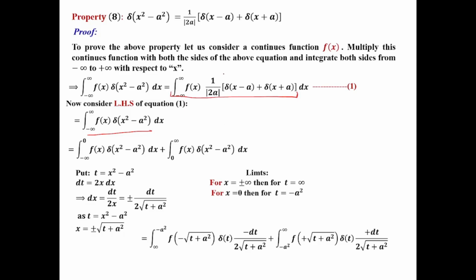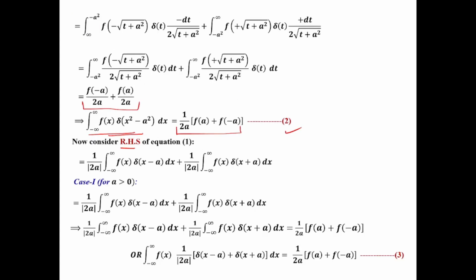See, here it is written in the bracket. So if I open the bracket, I can get two integrals. So I have written here by considering the RHS of equation number 1. Here mod is there. Mod means the a value may be positive, may be negative. We are going to consider two cases. For case 1, we consider a greater than 0. Case 2, we are going to consider a less than 0. First, just consider a greater than 0, which means the a value is positive, right? The a value is positive.